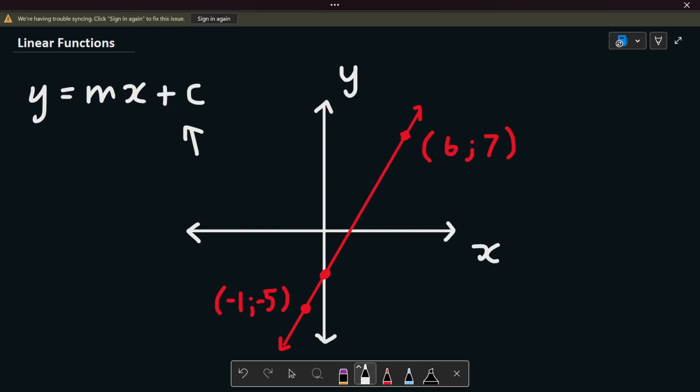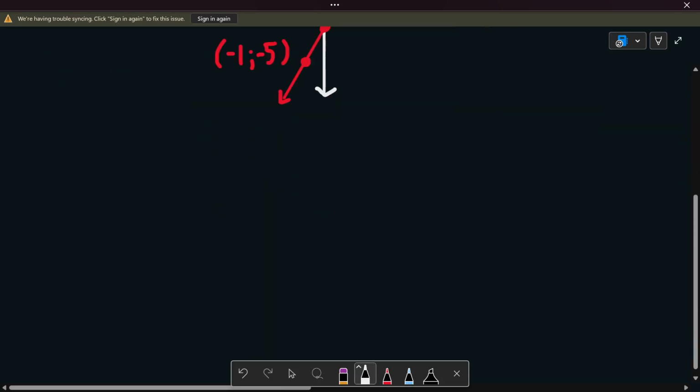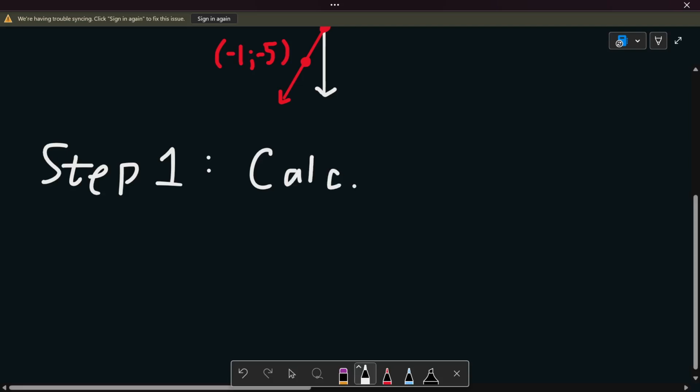The first step is we need to determine the gradient. Now I'm going to write that down over here. So we have step 1, right? Step 1 is going to be, calc as short, calculate the gradient. So we need to calculate the gradient first.